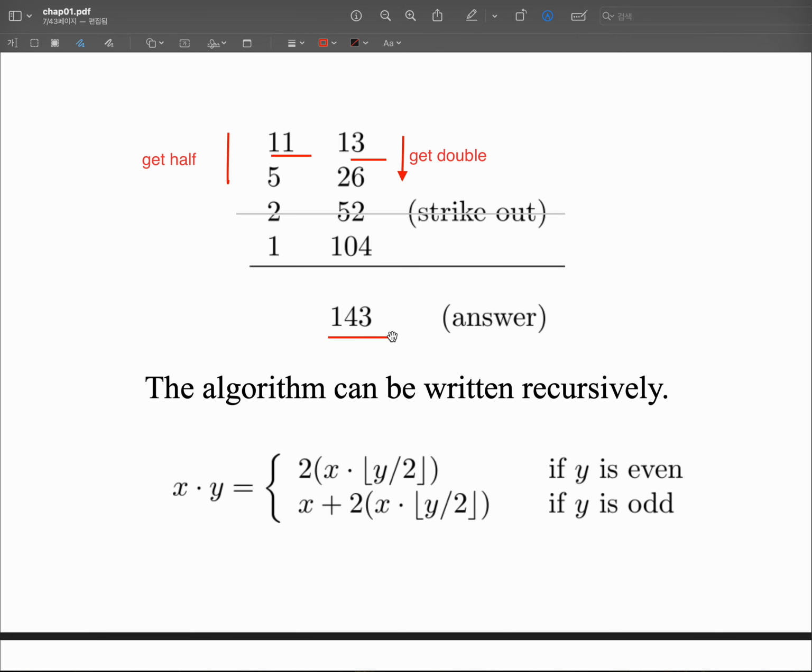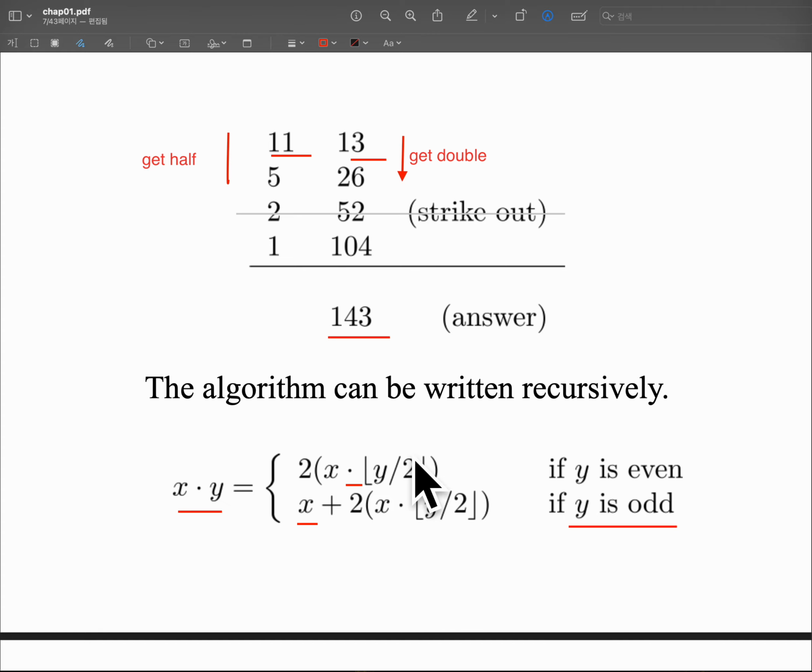When you have this kind of algorithm, it can be written recursively like this: x times y equals 2 times x times y half. When y is even, no problem. The x number gets doubled and the y number gets halved, and it's the same. But when y is odd, this equation has some loss, so you have to make up the loss.